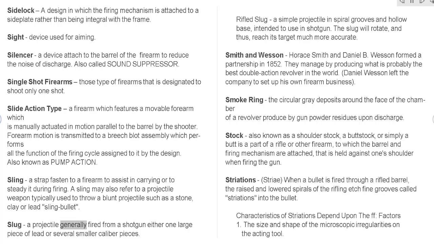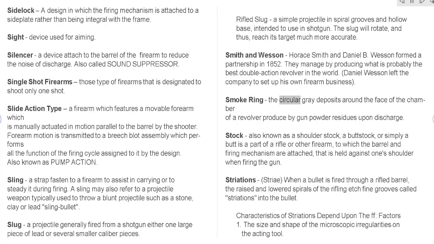Slug, a projectile generally fired from a shotgun, either one large piece of lead or several smaller caliber pieces. Rifled slug, a simple projectile with spiral grooves and hollow base, intended to be used in a shotgun. The slug will rotate, and thus reach its target much more accurately. Smith & Wesson, Horace Smith and Daniel B. Wesson formed a partnership in 1852. They managed by producing what is probably the best double-action revolver in the world. Daniel Wesson left the company to set up his own firearm business.